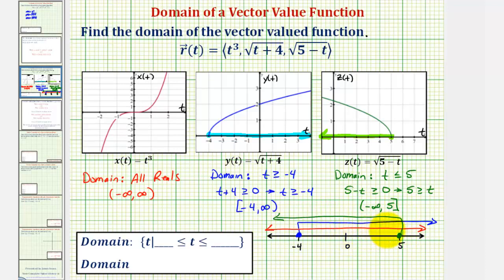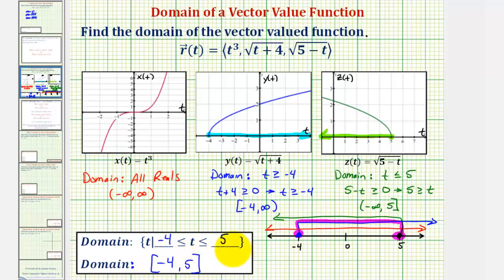And again, we're looking for the intersection of these three intervals, where the values are in all three intervals. Notice how this would be the closed interval from negative 4 to positive 5. All of these values are in all three domains, and therefore this interval is the domain of the vector-valued function. So using set-builder notation, the domain would be t such that t is greater than or equal to negative 4 and less than or equal to positive 5. If we wanted to use interval notation, we'd have the closed interval from negative 4 to positive 5. Because the interval is closed, we use square brackets.